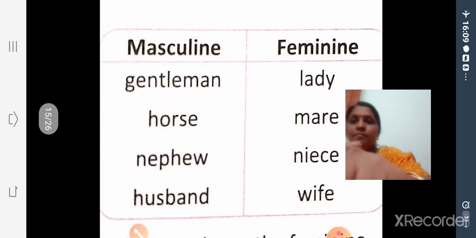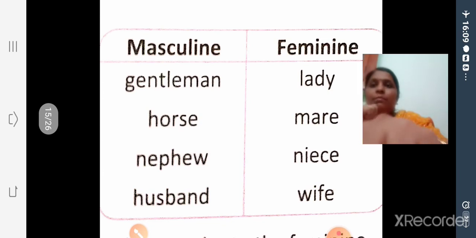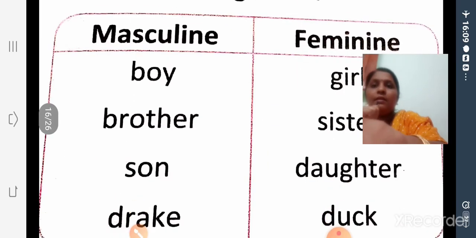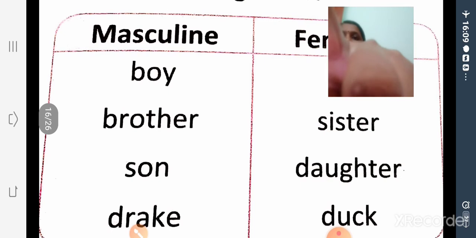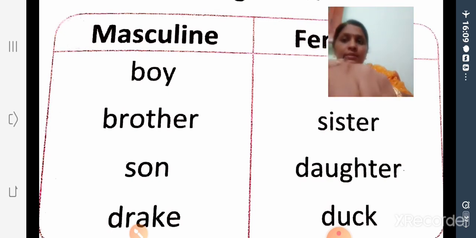Okay. So I'll show you some more examples. Gentleman, lady, horse, mare, nephew, niece, husband, wife. Then boy, girl, brother, sister, son, daughter, drake, duck. Okay, so that is the first way. By change of word, we can form the feminine gender.